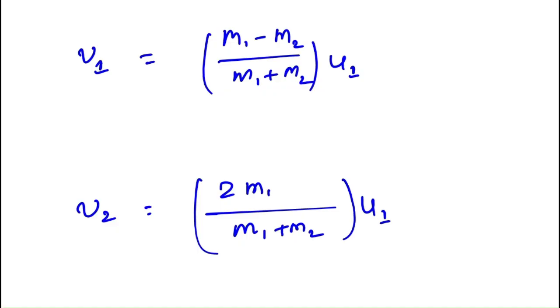Finally, we have these two things. v1 equals (m1 minus m2) divided by (m1 plus m2), times u1, which is the initial velocity of body 1. We know m1 and m2 already; they are the masses of body 1 and body 2 respectively. And the final velocity of body 2 is 2m1 divided by (m1 plus m2), and the whole thing multiplied with the initial velocity of body 1. Now, I would like to mention three different cases here.